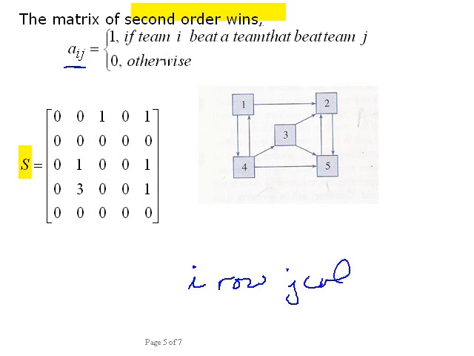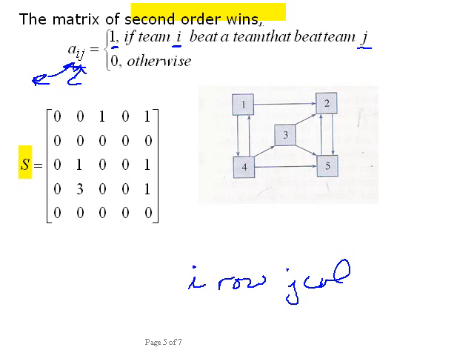You could call these anything you want. It's the position that counts. The fact that i is first means it's the row, and then j is the second letter here, which means that's the column. So you get a 1, a_ij becomes a 1 if team i beat any team that beat j, and a 0 otherwise.